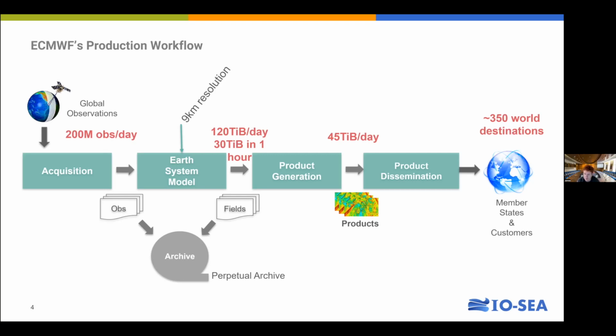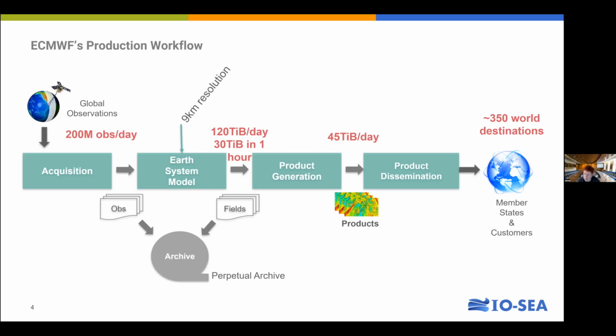About 45 terabytes of products are produced every day, and these go into our product dissemination system, which sends data out over the internet to our member states and our commercial customers. In parallel to this, and slightly offline, we also write everything, all our observations and all our raw model output to our perpetual tape archive called MARS.